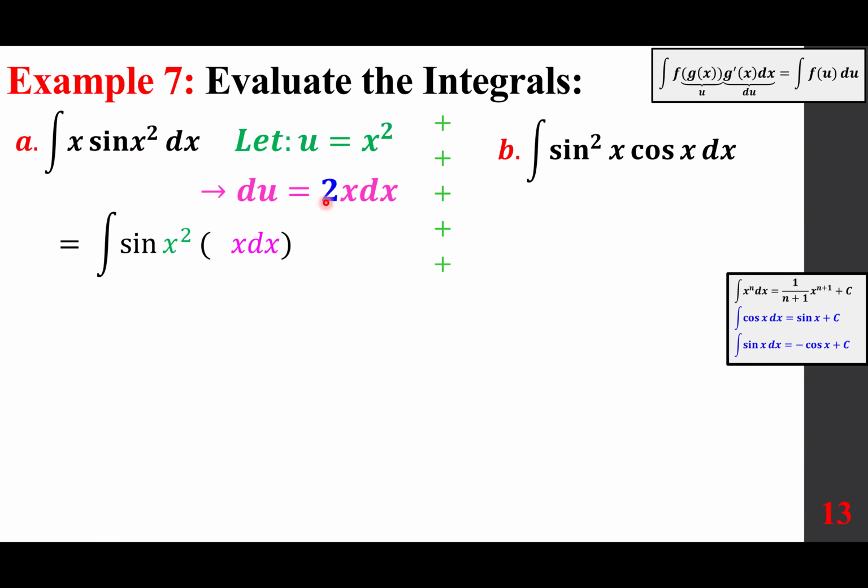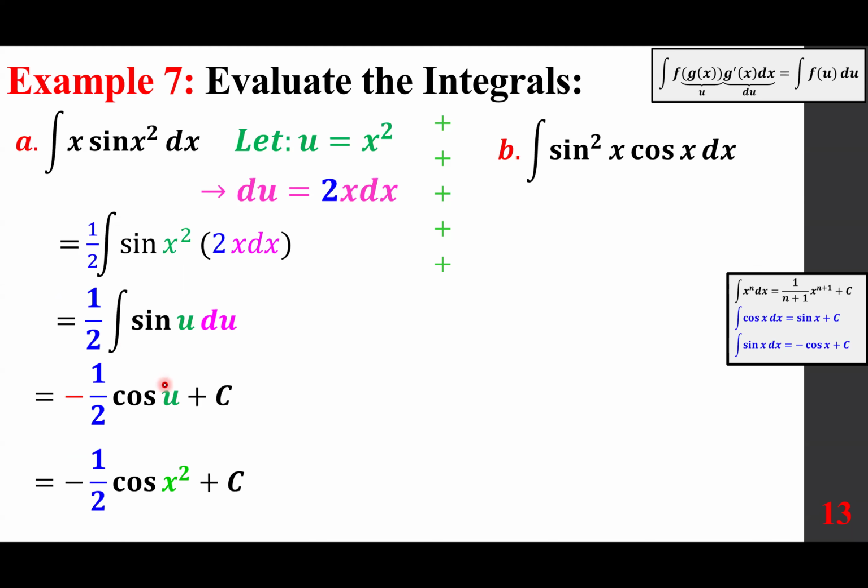We have the number 2 missing, and since 2 is a number, we can put the 2 and its reciprocal, 1/2. Again, you can solve for dx if you find that easier, but I believe this is the fastest way. So we have half of the integral of sine u du. The derivative of sine is positive cosine, but the integral is negative cosine. So negative 1/2 cosine u and a constant. Replace the u, and we are done.